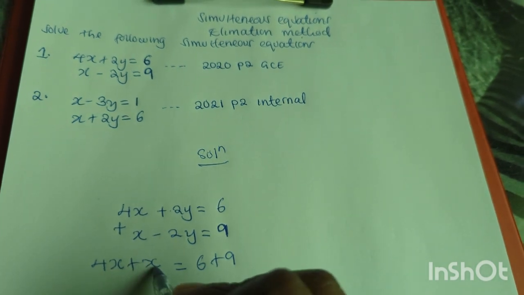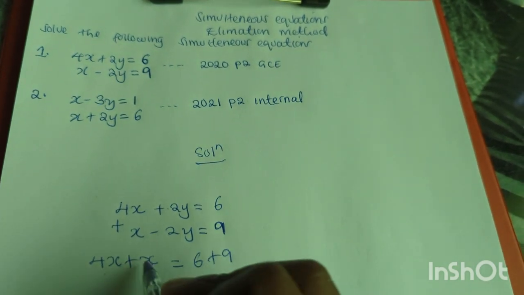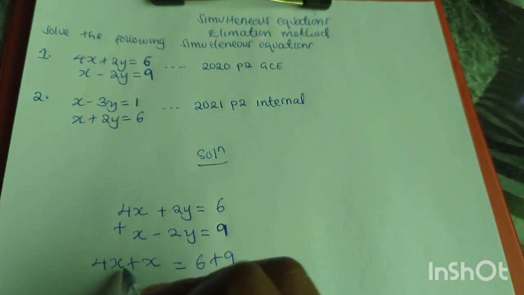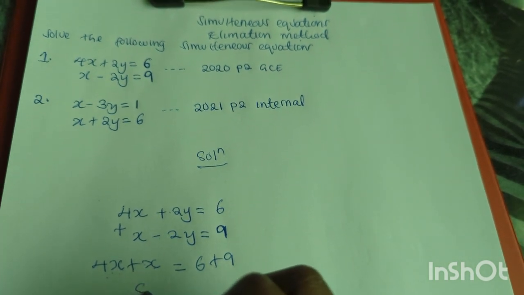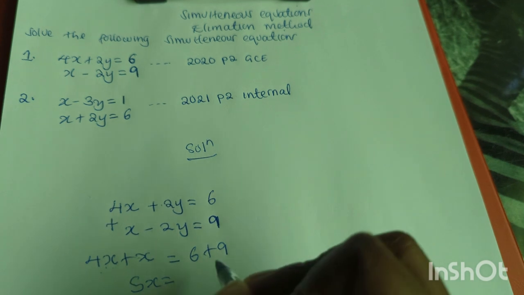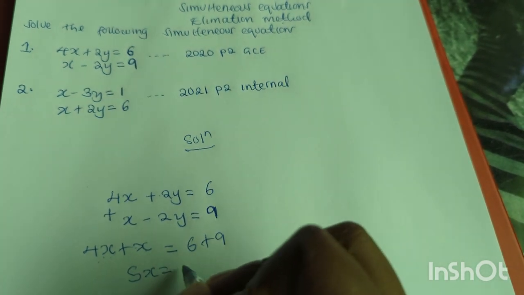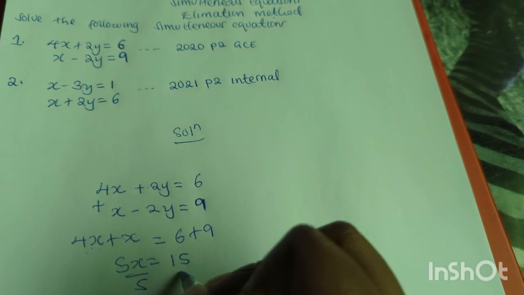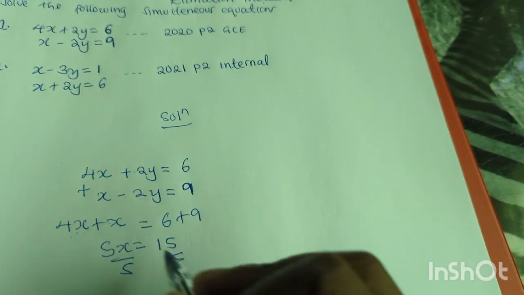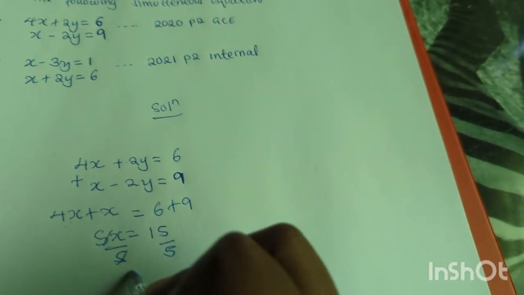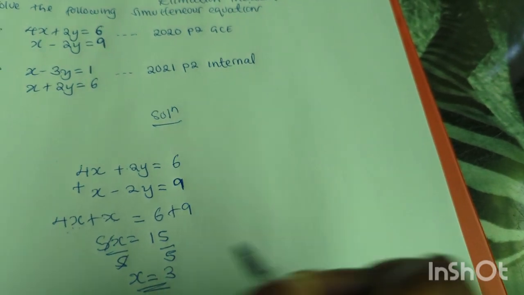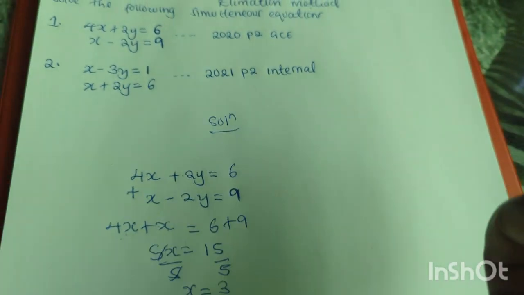What is 4 plus 1? 4x plus x, you're just adding the coefficients because the variables are the same. So this is 5x is equal to 9 plus 6, that gives us 15. So we divide by 5 on both sides and this will cancel. 5 into 15, that's a 3. So the value of x is 3. As simple as that.